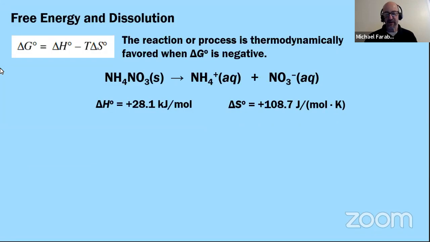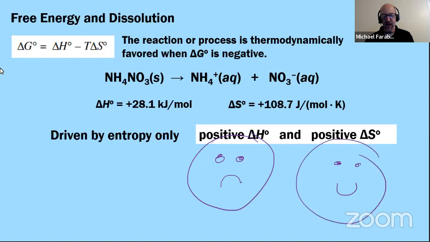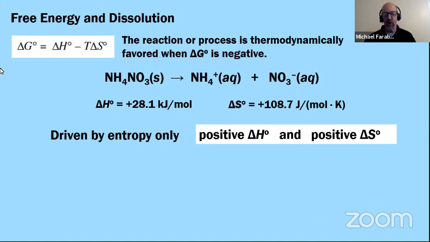Well, as I mentioned earlier, when you have a positive delta H and a positive delta S, again, the positive delta H indicates it's endothermic. That can never be a driving force. But a positive delta S absolutely is a driving force. So this is driven by entropy only.